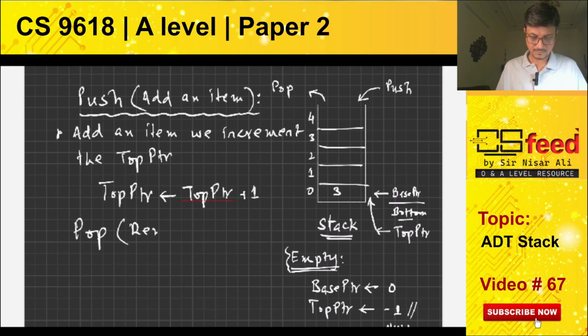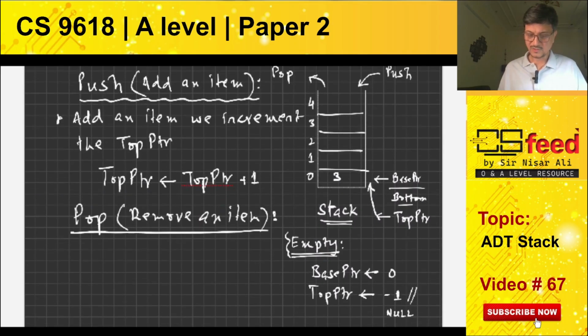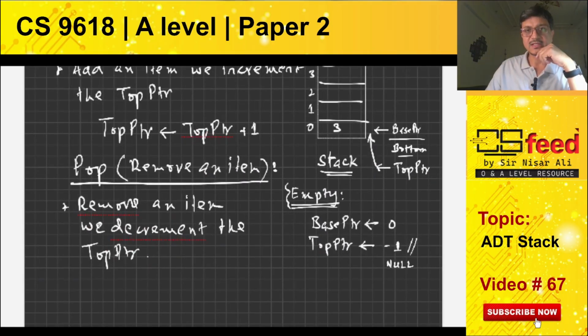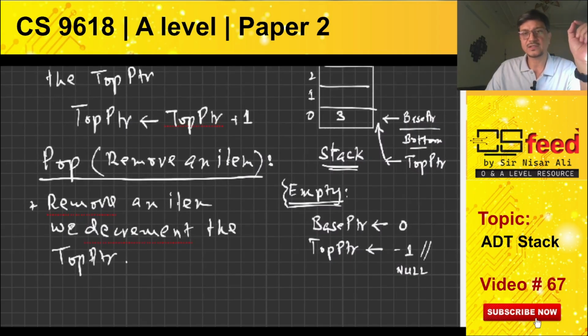All right, and the other thing is pop, which is to remove an item. When there is a removal, remove an item, we again decrement the top pointer. So this is important, that in the stack we are only dealing with the top pointer.